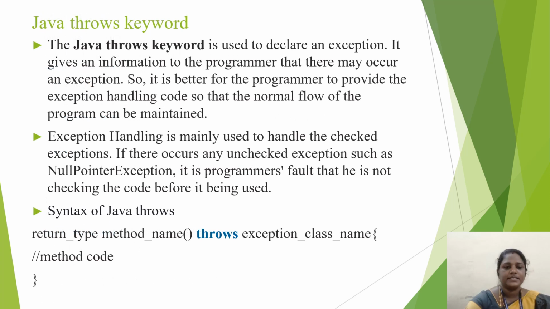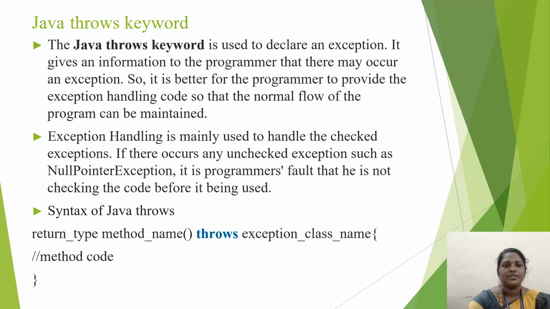Next, we move on to the next slide. Java throws keyword. I already explained the main difference between throw and throws. With throw, you directly throw an exception explicitly to inform the users. With throws, you declare the exceptions. That is the main difference between throw and throws. So the Java throws keyword is mainly used to declare exceptions. It gives information to the programmer that an exception may occur. That is the main advantage of using the throws keyword.